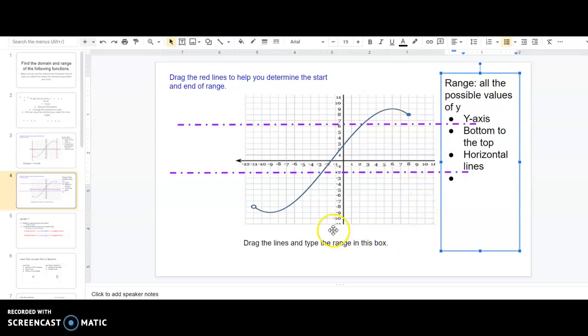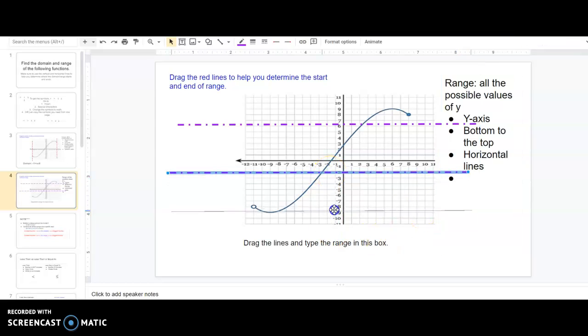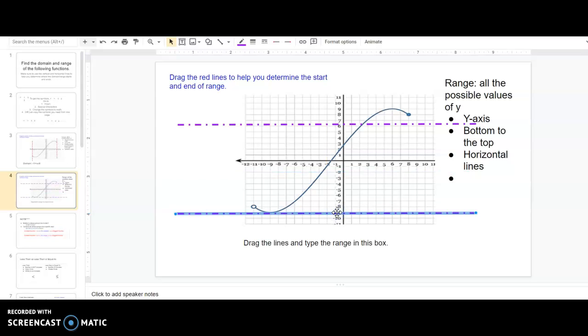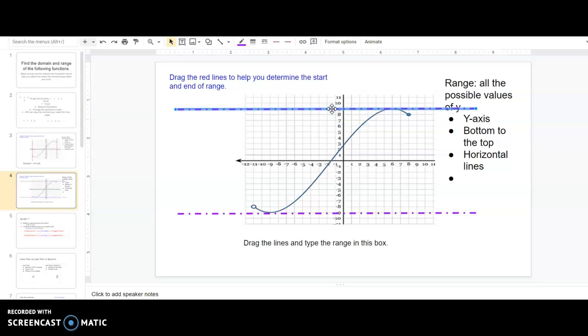Let's go ahead and start this one. So we want to see how low does it go? It doesn't go right there because this point down here is lower. So the lowest it goes is right there. And then we're asking ourselves, how high does it go? It doesn't stop right there. It stops at the very, very top of that problem, like that.